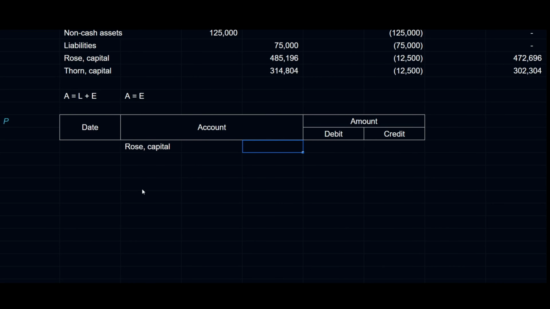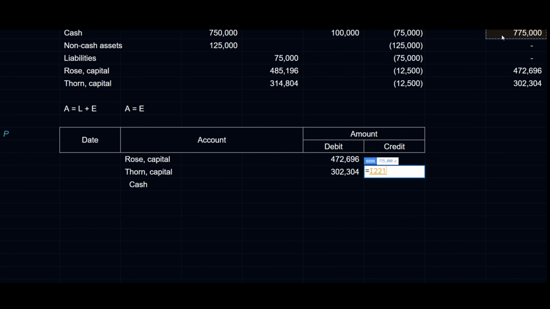Rose capital will be debited for $472,696, bringing that account to 0, and Thorn capital would be reduced by $302,304, bringing that to 0. We would pay out the remaining cash of $775,000, and cash will be brought to 0. The capital accounts will be brought to 0. There's nothing left on the books, and this partnership is liquidated.